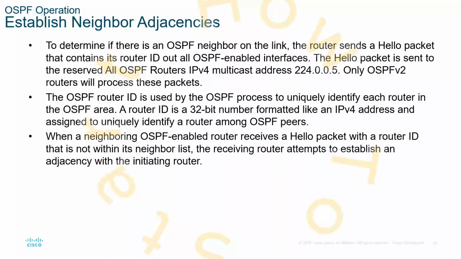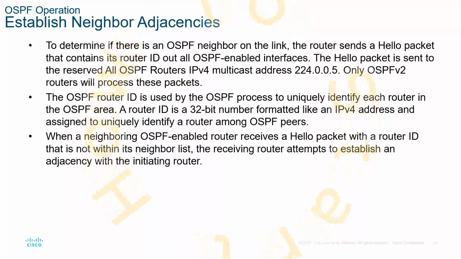So how do we establish a neighbor adjacency? To determine if there is a neighbor on the link, the routers will send a router ID out all of the OSPF-enabled interfaces using a multicast address. The multicast address 224.0.0.5 is basically used to send out an OSPFv2 packet out those interfaces.